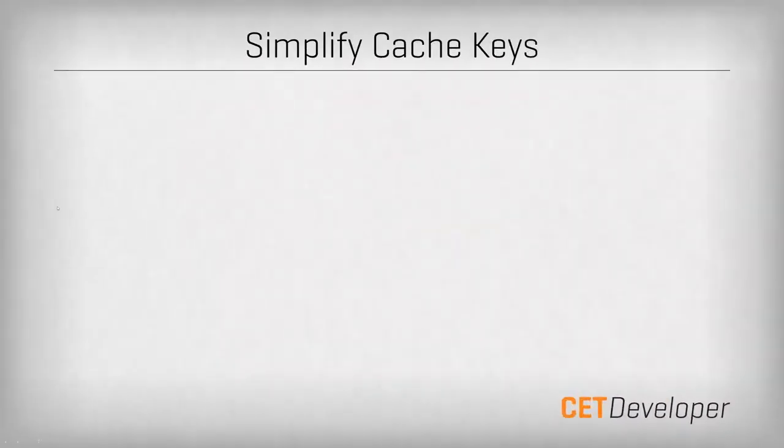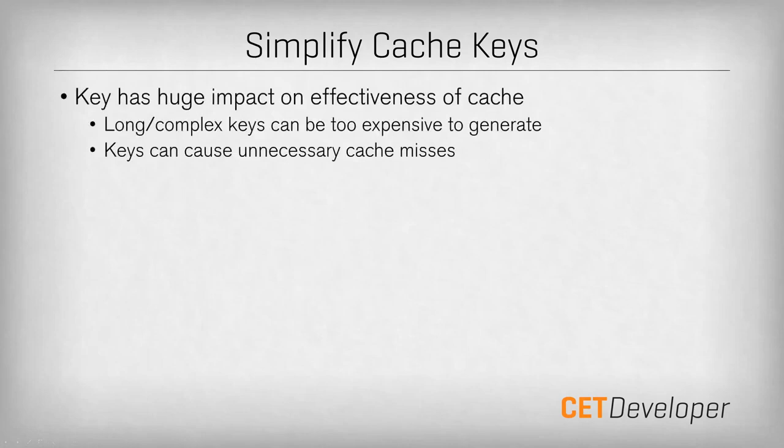Cache keys have a huge impact on how effective they are and how much time they actually save you. A good key will make it so you're getting cache hits more often, saving you more time. A bad key will get you cache misses far more often, which can even cost you time if it's done poorly.